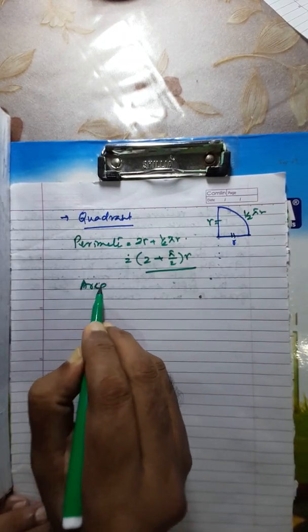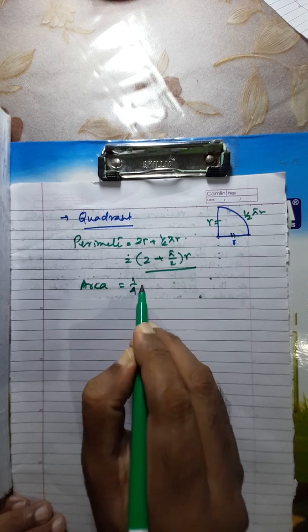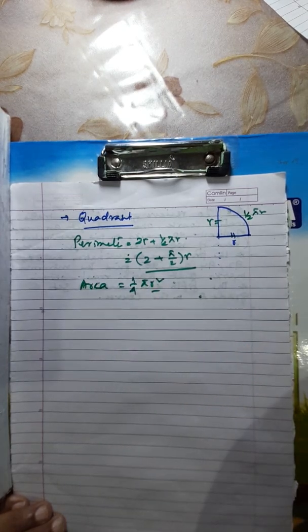And area of the quadrant? 1 by 4 pi r square, area of the quadrant. Okay.